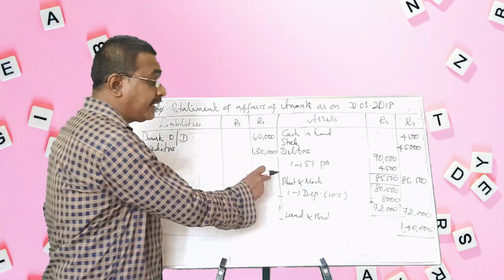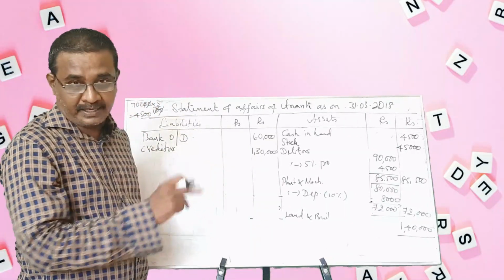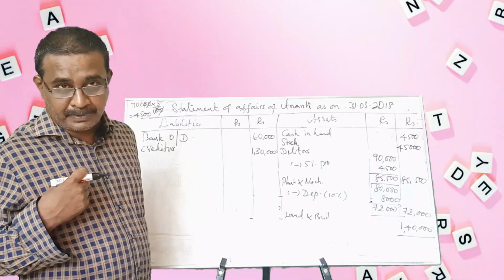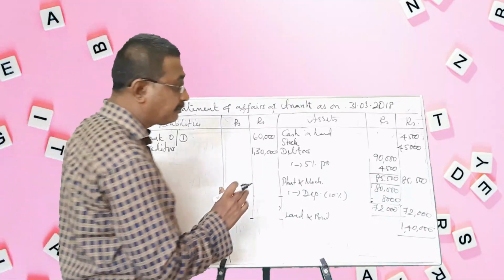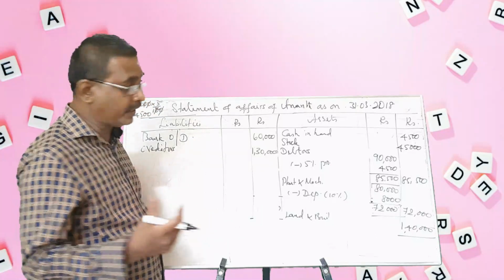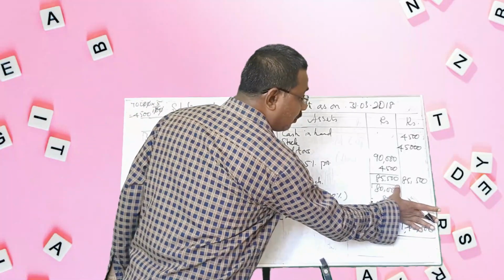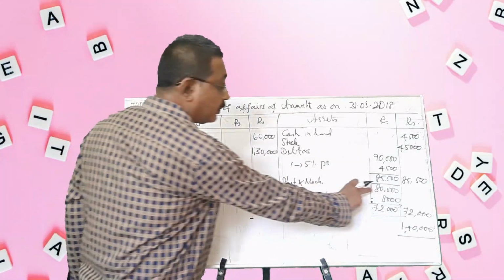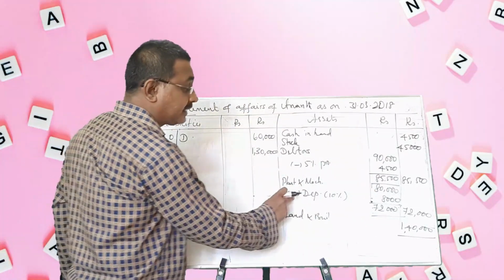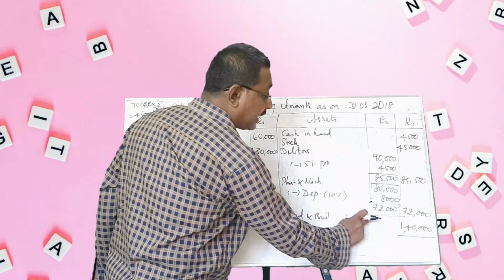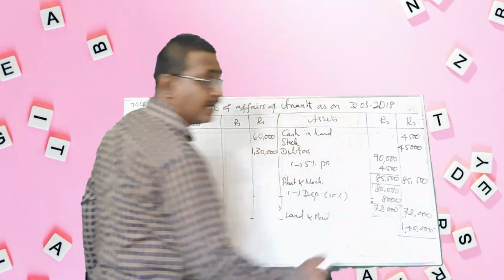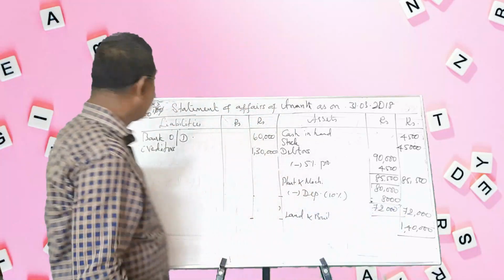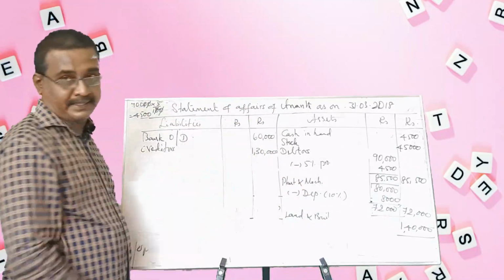Next one, plant and machinery 80,000 is given, and on that we have to depreciate 10%. 10% is easy to calculate. Just hide one figure and you will get 10%. That will come to 8,000. Subtract that depreciation of 8,000 and the remaining amount should be shown in the outer column. And land and buildings 1,40,000, sundry creditors 1,30,000.